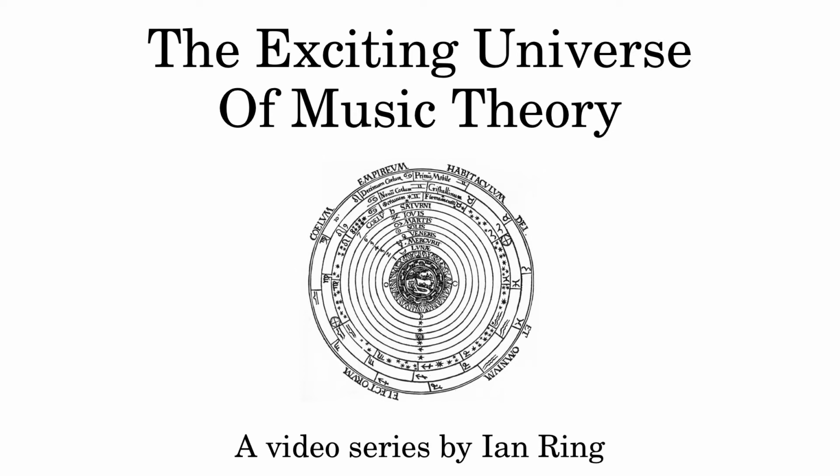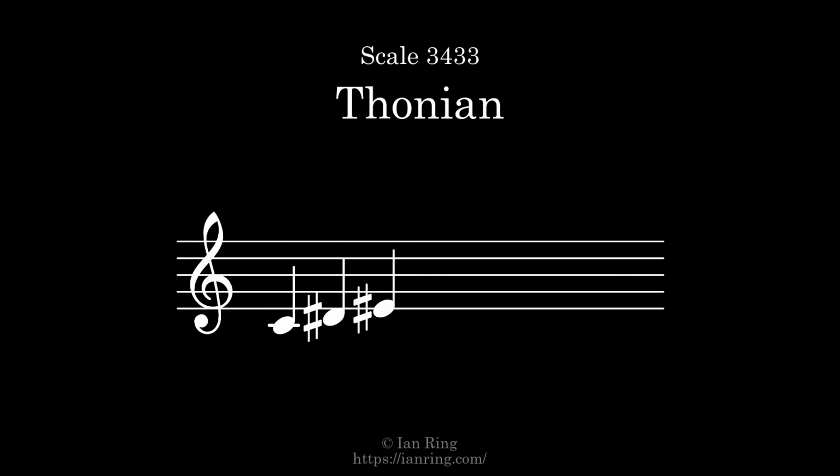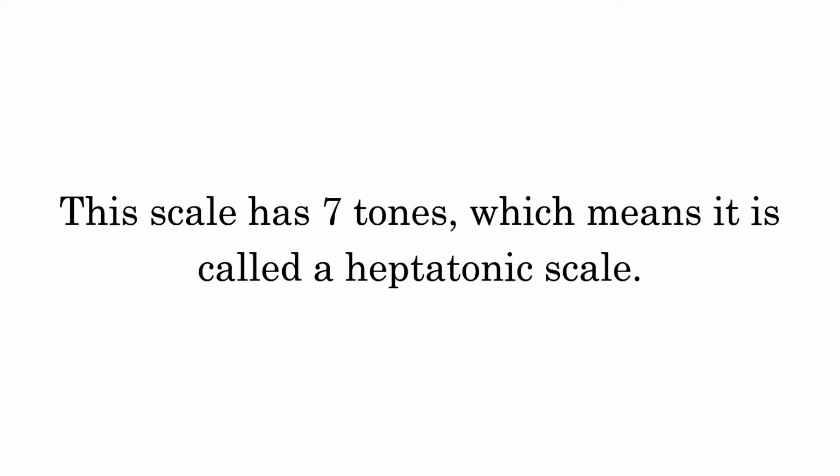Then let's begin. Today we will talk about Scale 3433, Thonian, which sounds like this. This scale has 7 tones, which means it is called a heptatonic scale.